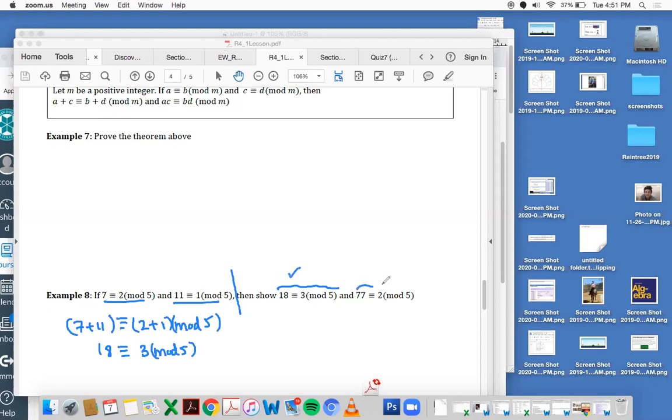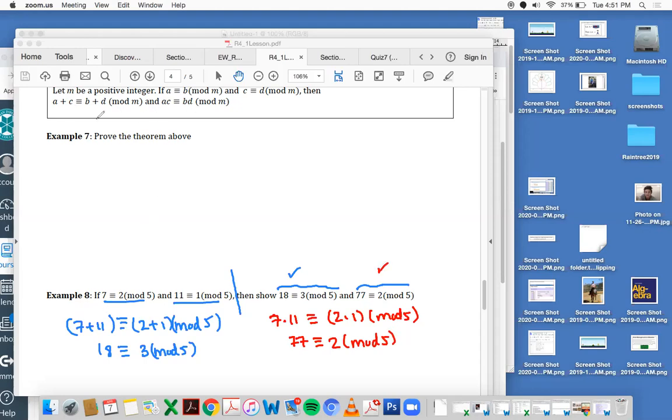And to get this one, we can use the multiplication property. So if I multiply 7 times 11, that's going to be congruent to 2 times 1 mod 5. So we get 77 is congruent to 2 mod 5. So that shows this one, okay?